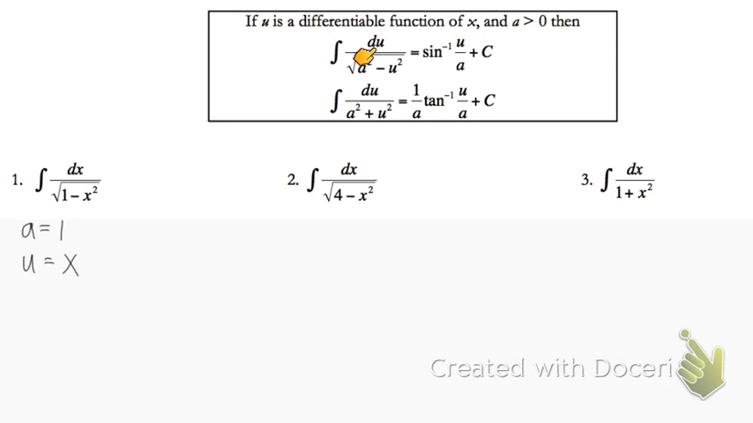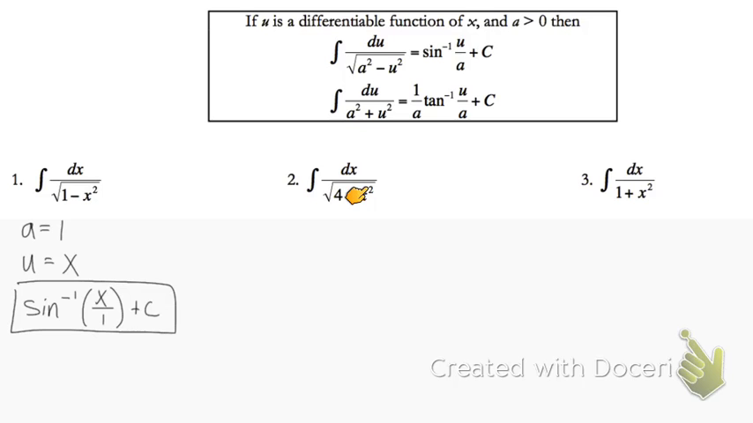Notice that if I plug them in here, I get 1 over a squared, which is 1 squared, minus x squared. So that's what I have here. And then I'm just going to plug them into the right-hand side. So it's sine inverse of u over a. So that's going to give me sine inverse of u, which is x, over a, which is 1, plus c. So that is the integral of this problem.